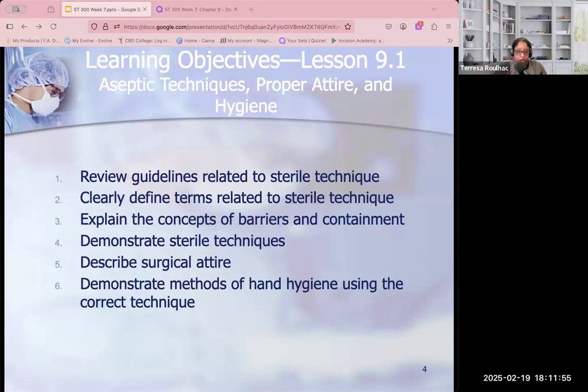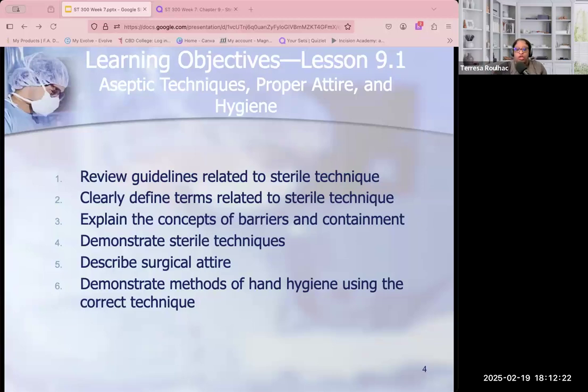Okay. So, like everything, we have our learning objectives. Okay, so we're going to be looking at guidelines related to sterile technique. We're going to definitely look at terms related to sterile technique. There is an importance with barriers of containment. That's huge in our field because there's going to be times where you're going to be multitasking.